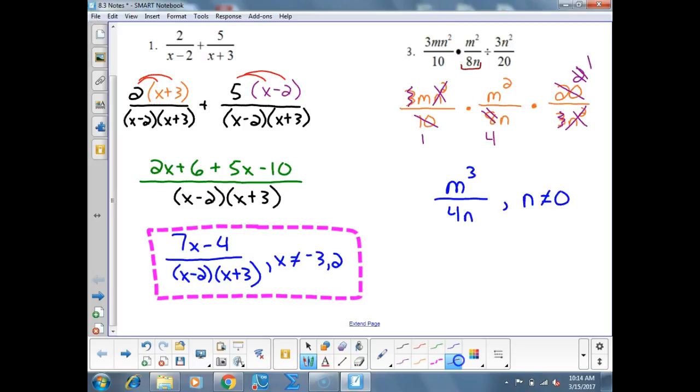What are the other 3 spots that I have to look? The bottom 2. So this one right here, any restrictions from 10? Nope. Any restrictions from 20? Nope. And then I also have to look up here, right? Because that one becomes a denominator down there, and that one's just going to give me n equals 0 again. Right?